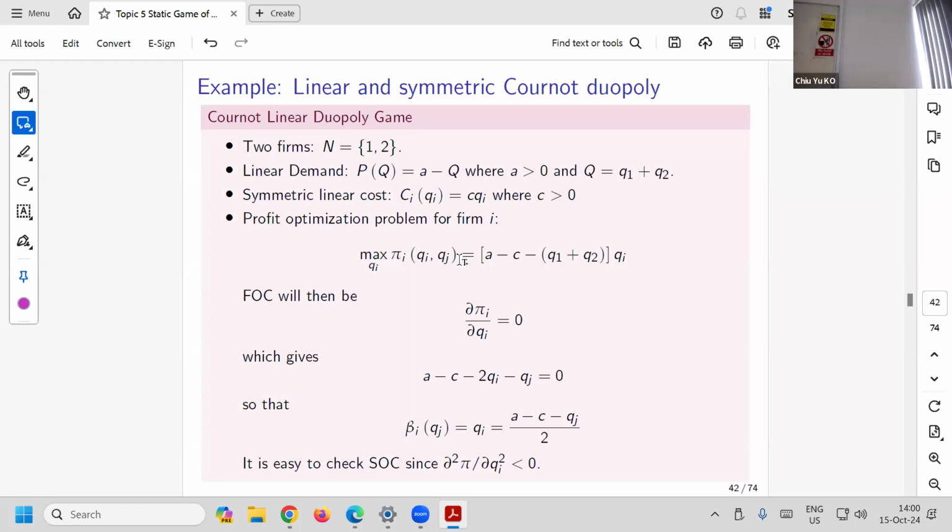And remember, qj is given. So you can always solve for the optimal qi by making qi the subject. This is the best response, because you give me the qj, what is best for qi. So this is the best response function. In this case there is only one number, so that's the best response function. But in general, this can be more than one. Later you will see how we do more than one, but this is how we solve it.